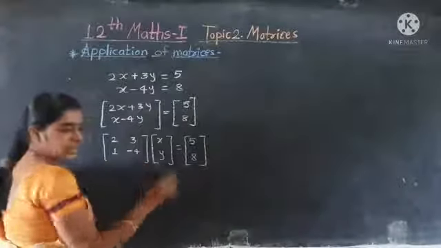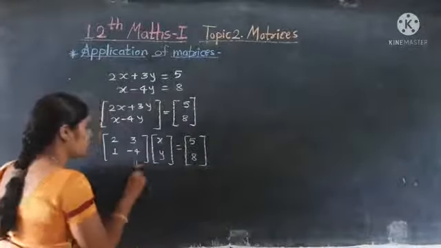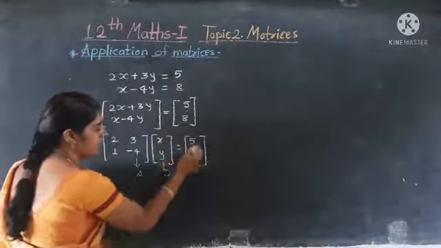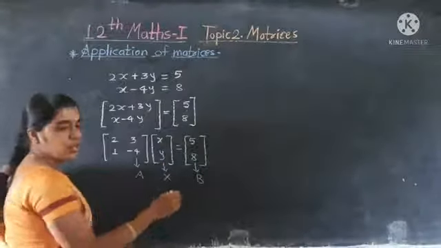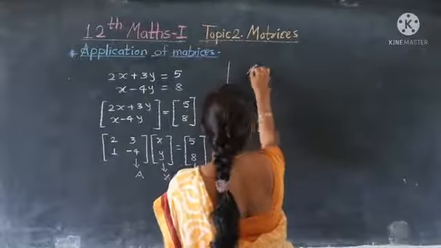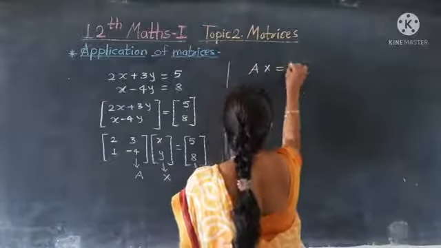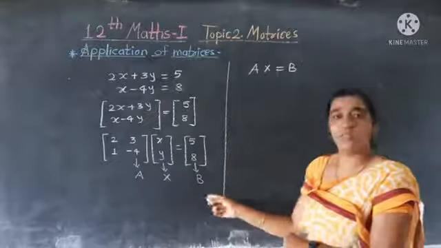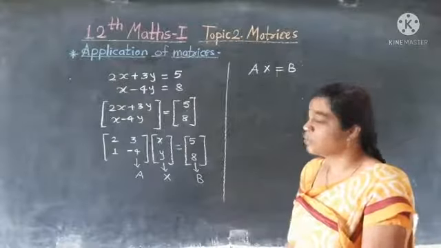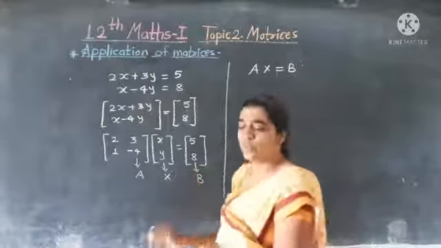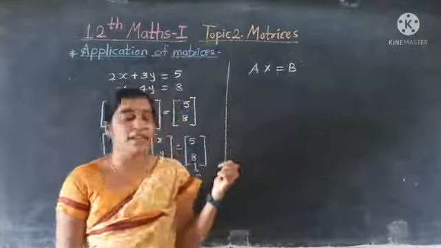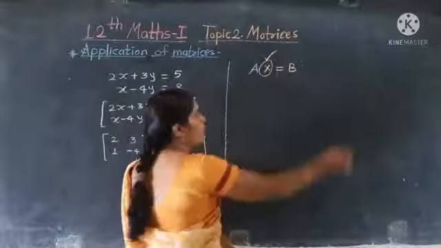Suppose this is matrix A, this is matrix X, the matrix of variables, and this matrix is B. So we get it in the form AX is equal to B. Now we have to find the values of x and y. So how can we find the value of X here?